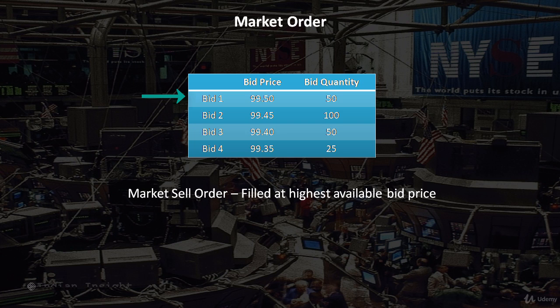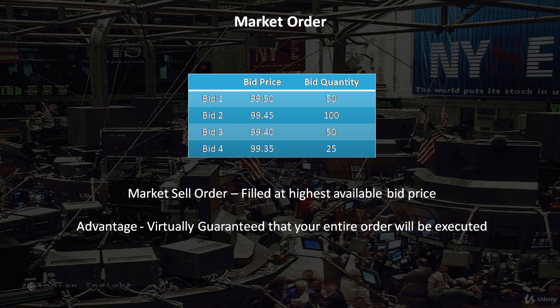If the quantity available at the bid price is not sufficient to fill the order, then the remaining quantity is filled at the next highest bid. If the quantity at the next highest bid is also not sufficient, then the next highest bid is hit. This goes on till you get a fill for your entire quantity. So in case of a market order, it is possible that you get fills at different prices depending on the quantity available at various prices in the market.